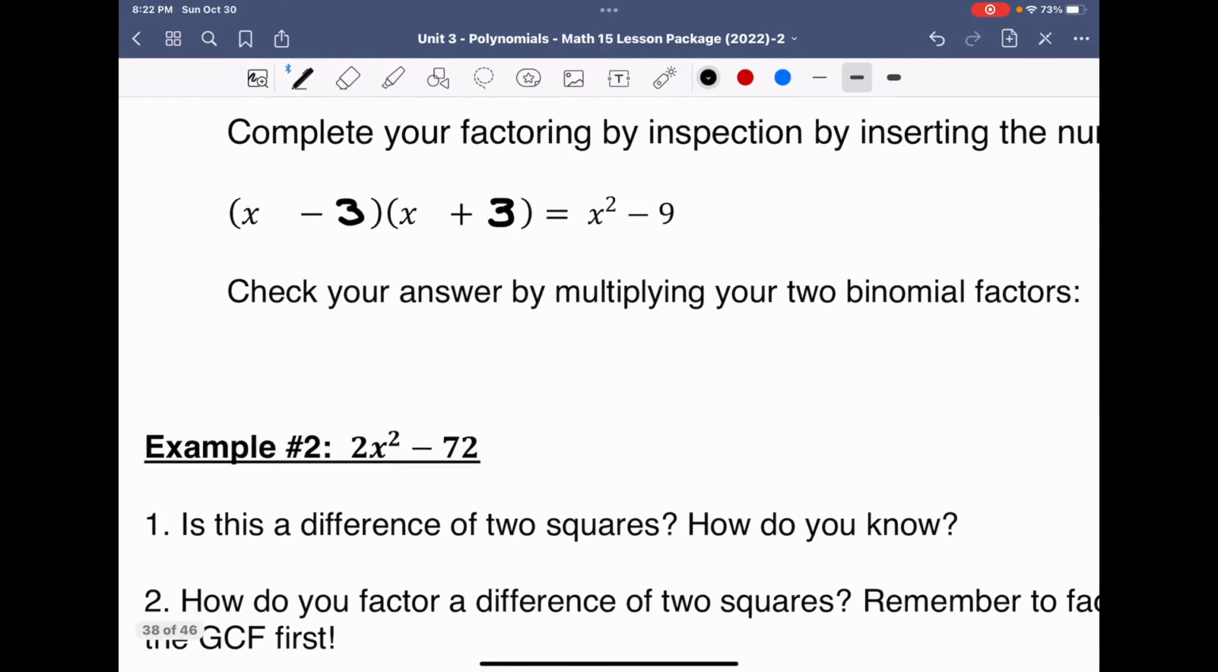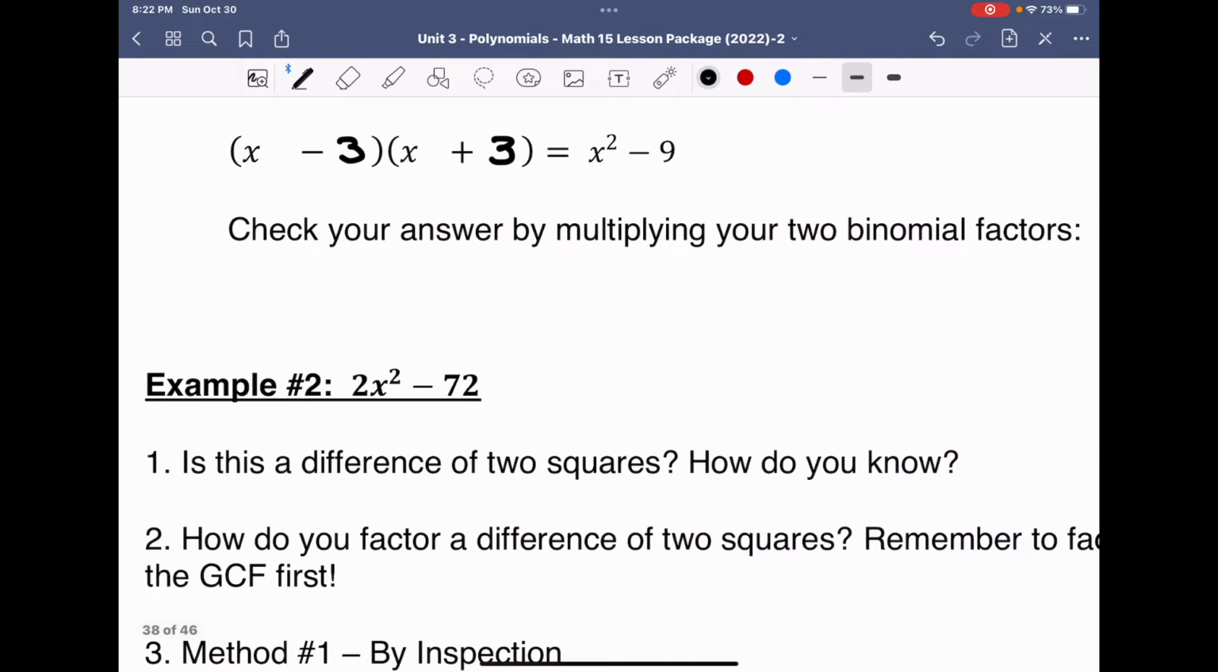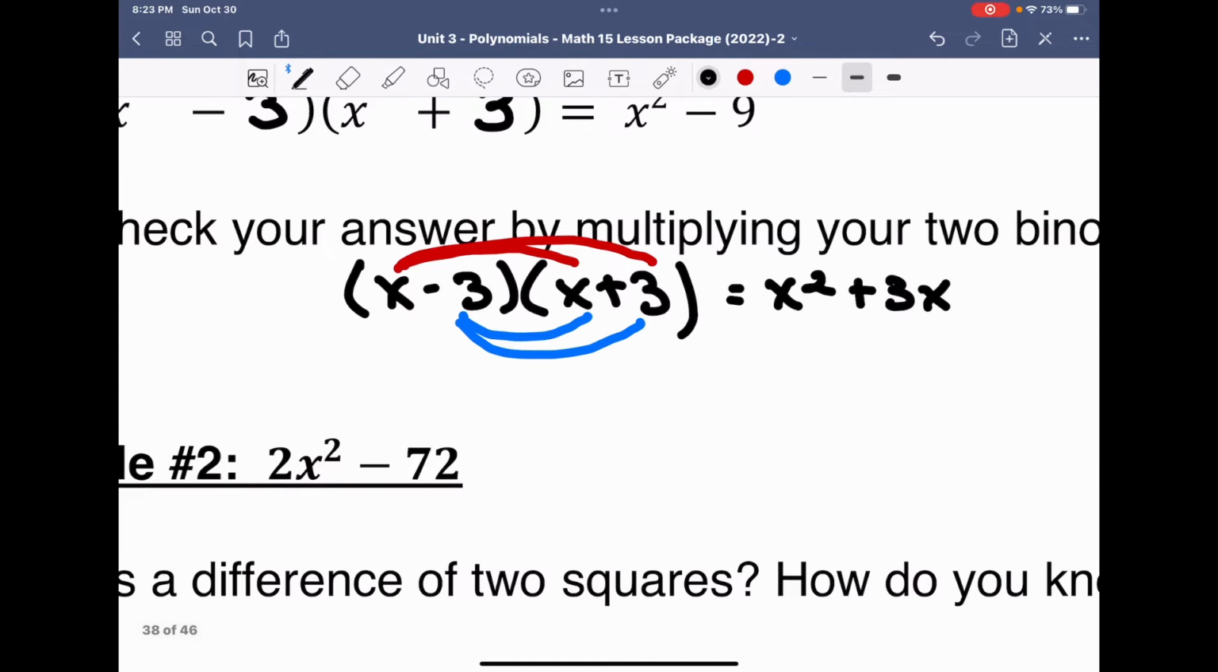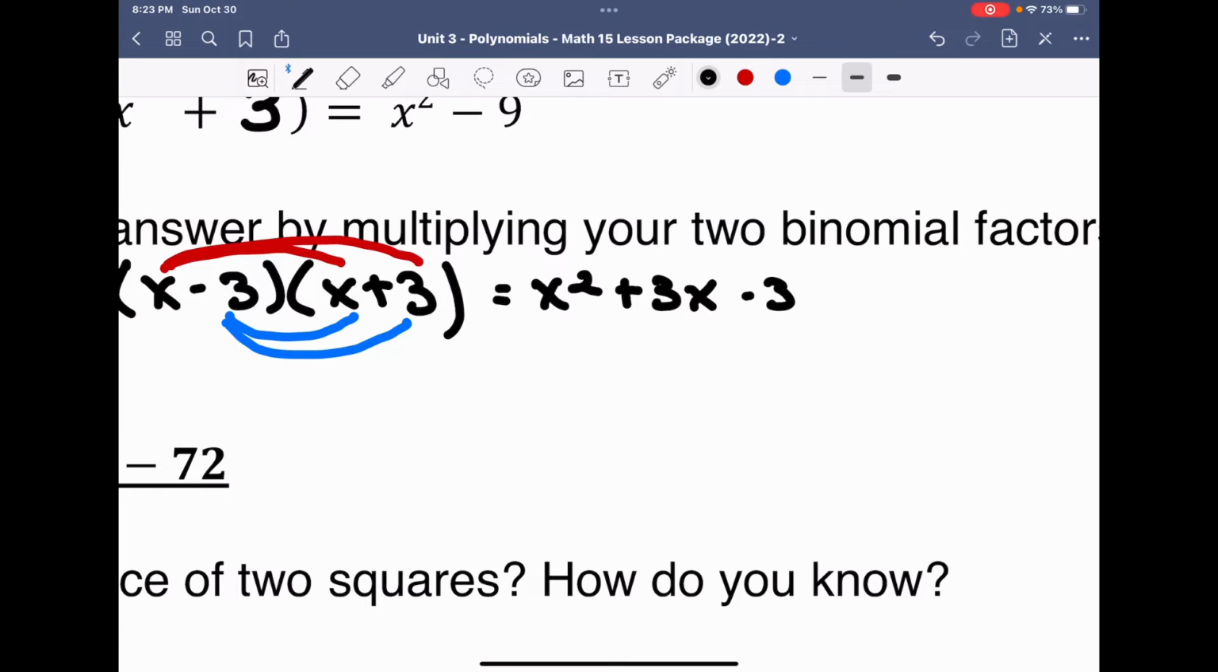Now, we want to check our answer and see if this is actually our factored terms or our multiplied binomials. So if I take x minus 3 and x plus 3 and I FOIL them, here's what I'm going to get out of this. I have x times x and x times 3. That gives me x squared plus 3x. Now I need to multiply negative 3 by x, negative 3 by 3. That's going to give me negative 3x, and then negative 3 times a positive 3 is negative 9.